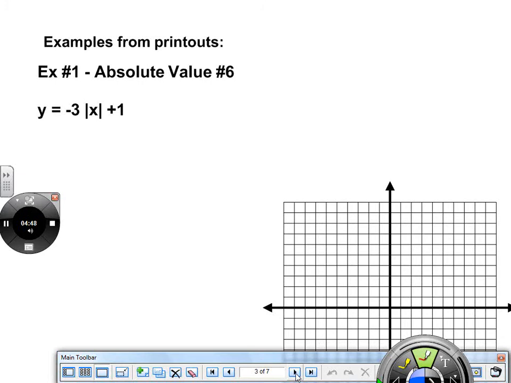None. There are no transformations occurring inside the absolute value bars. Do you guys see that? X is the only thing inside the absolute value bars, so do you understand that there's no horizontal changes? Okay, Eric?